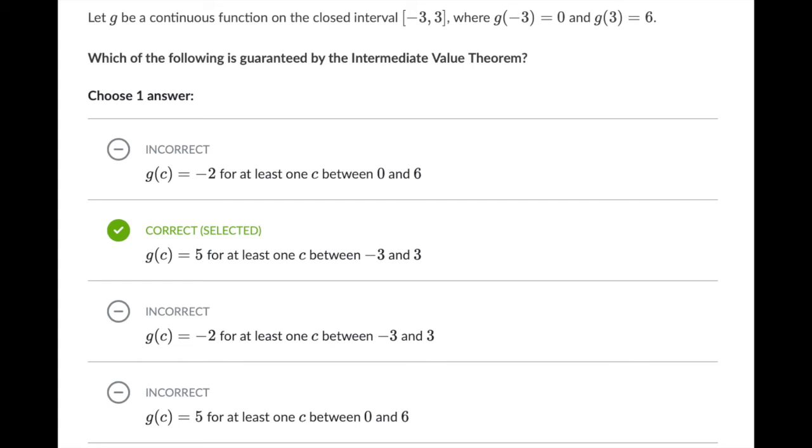Let's check this last choice. g(c) is 5 for at least one c between 0 and 6. As you can see, like in the first answer, the interval is wrong, so we should cross that out. So the correct answer is B.